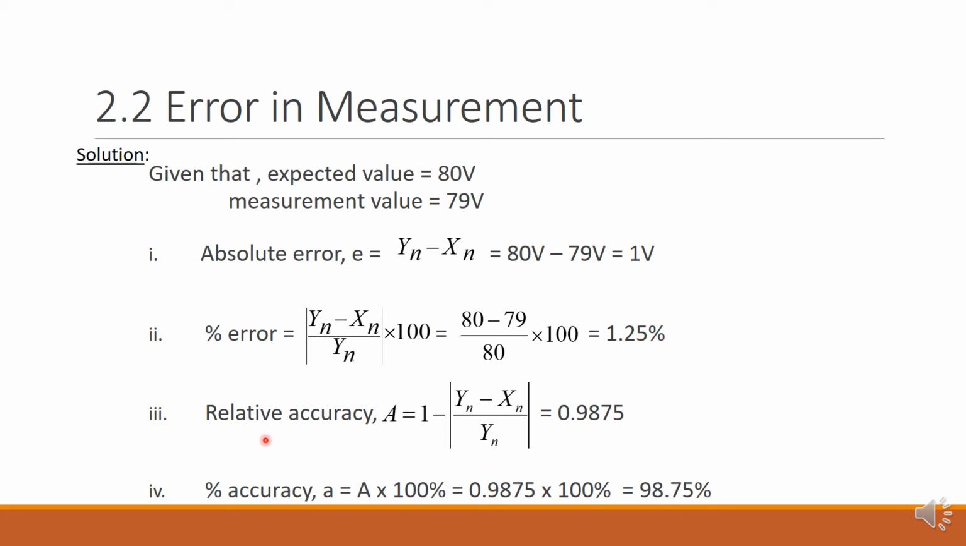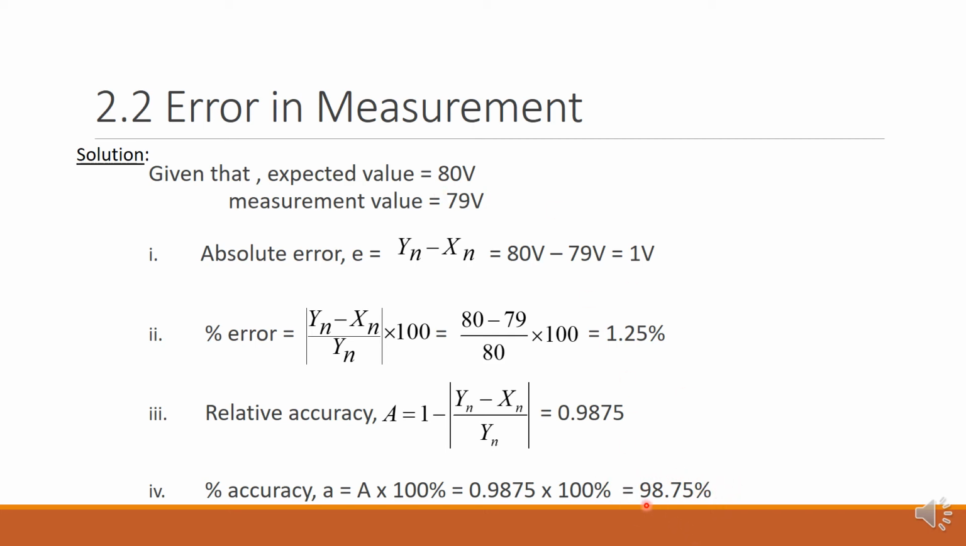And then the relative accuracy is equal to 1 minus the modulus of error. So 1 minus this one equal to 0.9875. So the percentage of accuracy is equal to relative accuracy times 100. So you get 98.75%. So this is how much accuracy for your measurement.